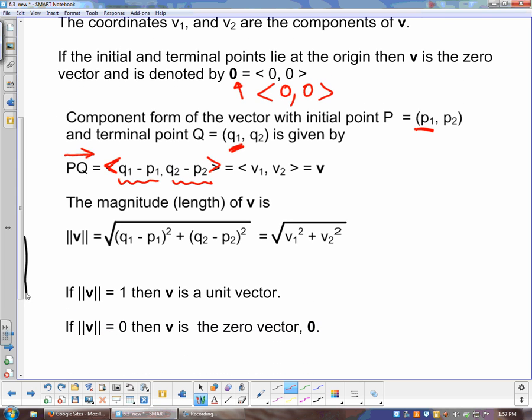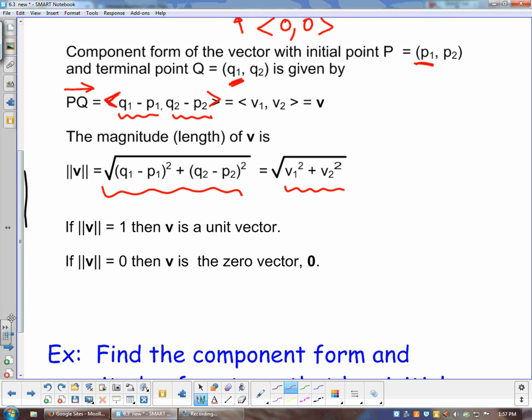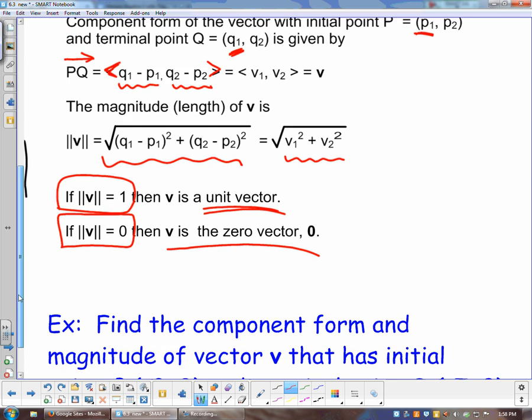The magnitude or the length of the vector, again, you can use the distance formula to get that, or if it's already in component form, you can just take v1 squared plus v2 squared and take the square root. If the magnitude of vector v is equal to 1, then we say that v is a unit vector. And if the magnitude of vector v is 0, we say that vector v is the 0 vector.